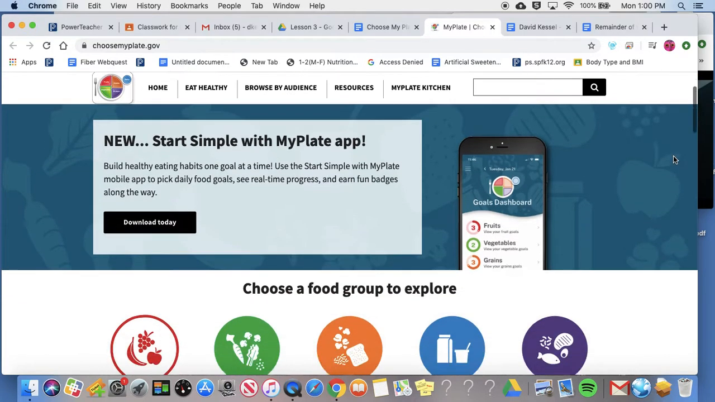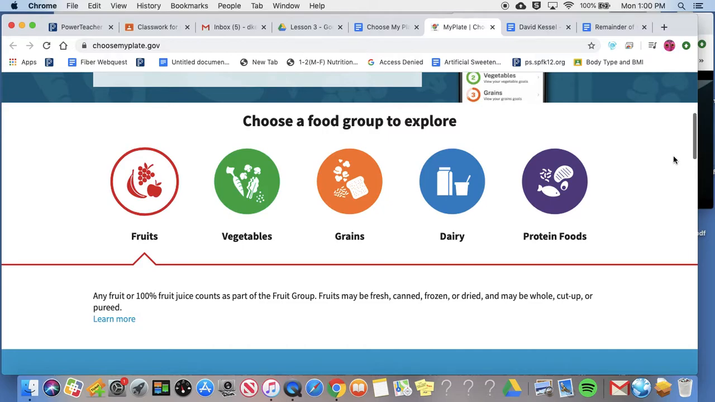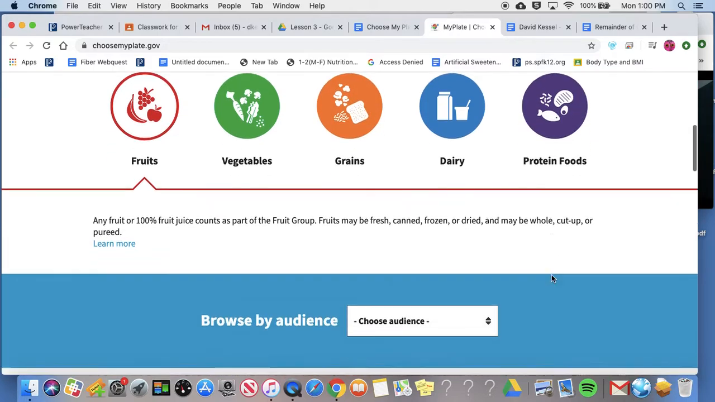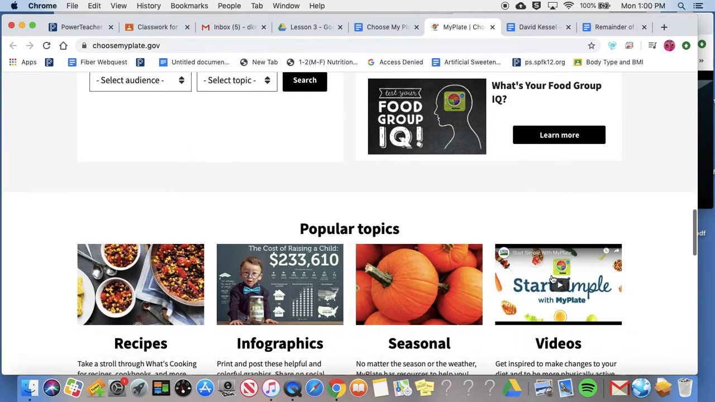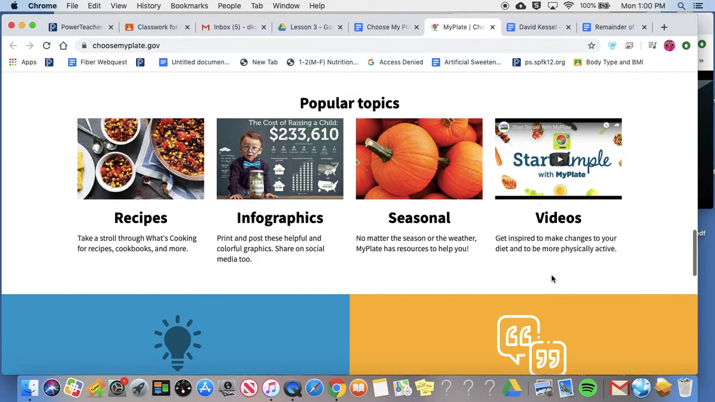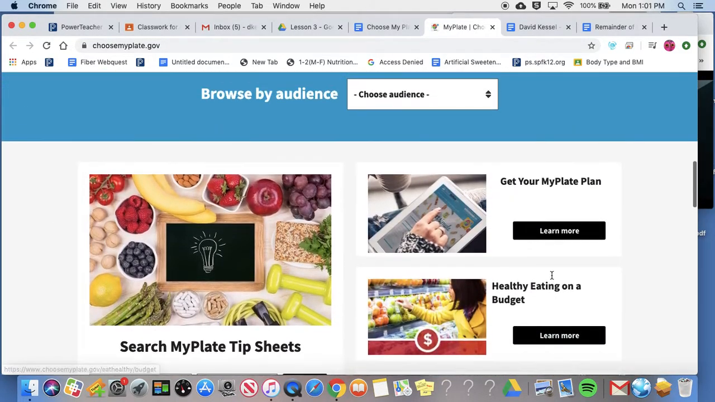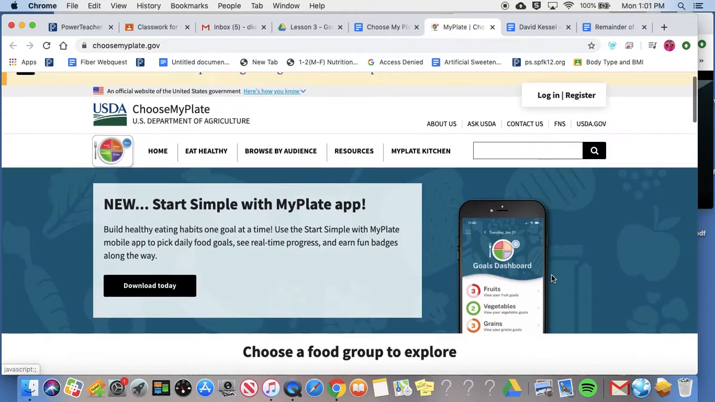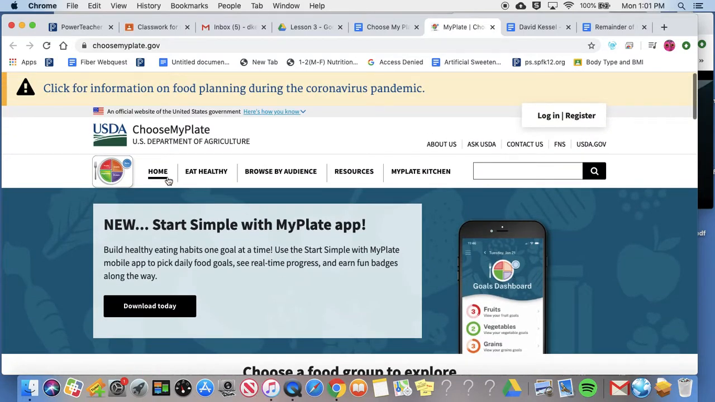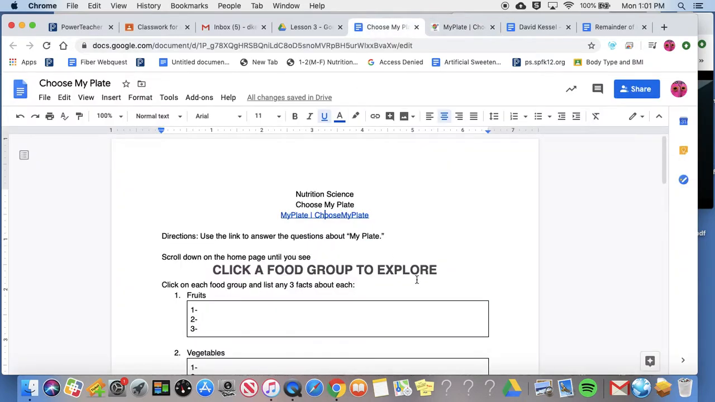And as you look through it, you're going to have to click through and everything. This just tells you, you click on a different food group, you can look through it and get some details and tips and things like that. So mostly what you're going to be doing is clicking around all over this website, seeing what kind of information you have. We're at the home, there's eat healthy, all these different topics in here. So just use that to answer the questions.